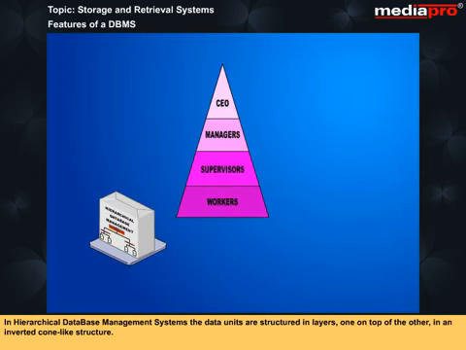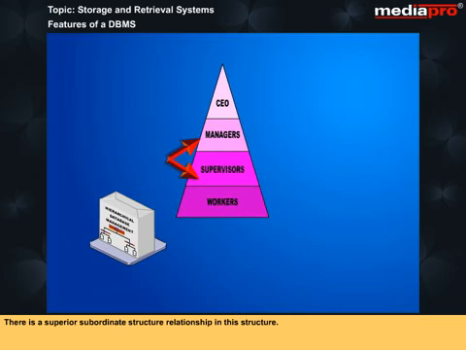In hierarchical database management systems, the data units are structured in layers, one on top of the other in an inverted cone-like structure. The single root data component is at the tip of the cone, at the top, and has a wider base for the branching subordinate elements below. There is a superior-subordinate relationship in this structure. The individual elements are not connected, and each has one single superior above it.